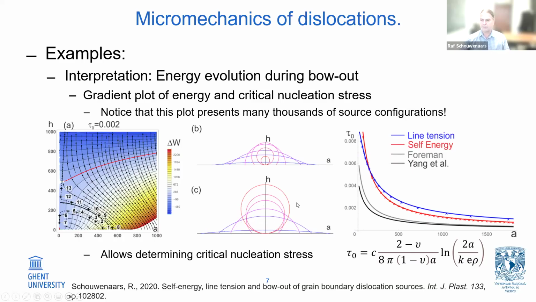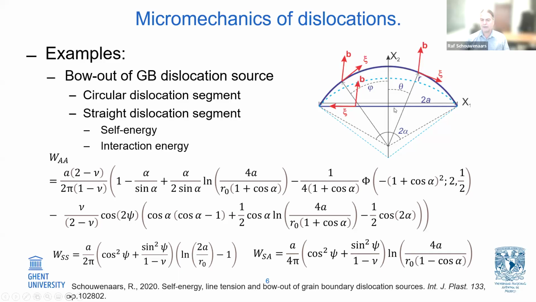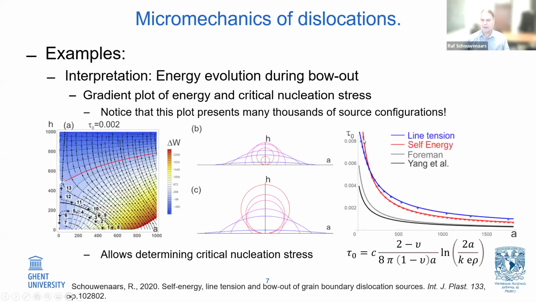I also made a second model based on line tension, and you see here the results. What I predict here with the remaining dislocation in the grain boundary is considerably higher than what we find in literature, the old paper by Foreman, Young, and Bayerlein from 2016. They have much lower bow-out energies and bow-out stresses as well.